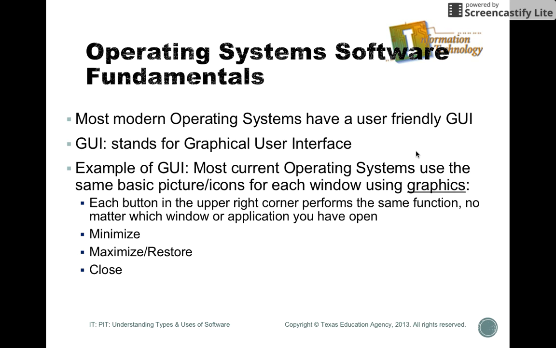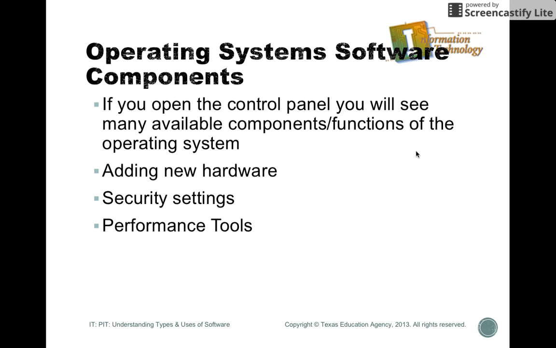Each button in the upper right corner performs the same function no matter which window or application you have open. Basically, a GUI helps you click in and out of things and minimize, maximize, restore, and close. If you open the control panel, you will see many available components or functions of the operating system, like adding new hardware, different security settings, and different performance tools.